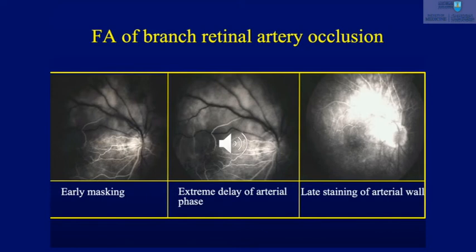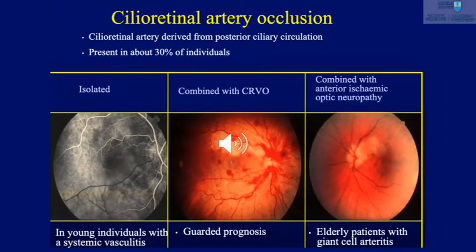Again, if you perform fluorescein angiography, there is early masking of the area which is occluded, extreme delay of the arteriolar phase, and late staining of the arteriolar walls. A rare incidence is the presence of the cilioretinal artery, which is derived from the posterior ciliary circulation and is present only in 30% of individuals. It may be occluded as an isolated phenomenon, or combined with central retinal vein occlusion, or combined with anterior ischemic optic neuropathy in elderly patients with giant cell arteritis, with very poor prognosis.